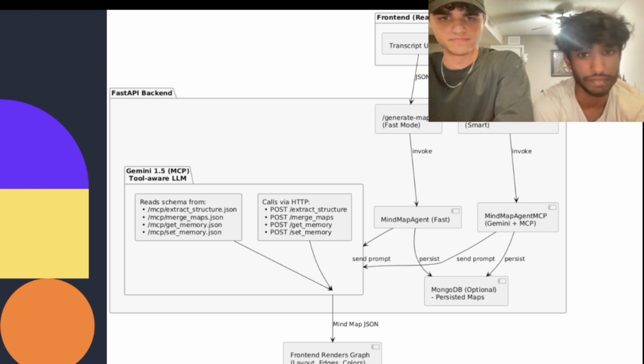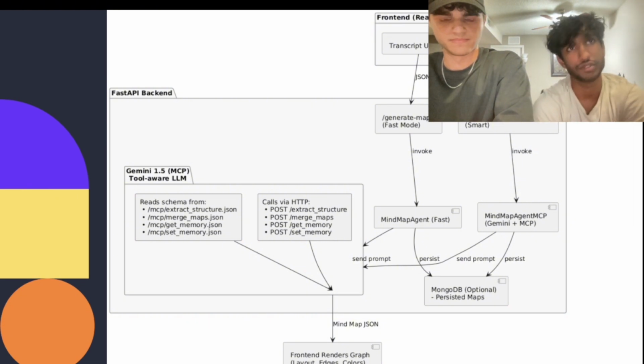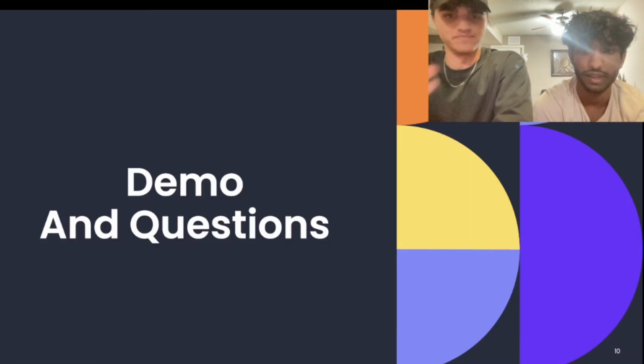And finally, after these mind maps are generated, we have a POST request to MongoDB in order to store the mind maps. And of course, users can go back and see their mind maps after they have been generated. And again, the front end renders the graph at the very end. And we'll have a visual demonstration at the very end. All right, and now we will be getting into our demo.